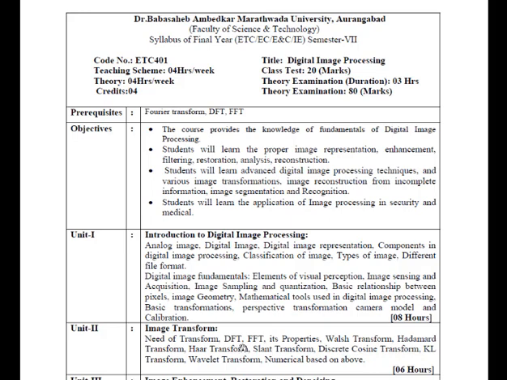Different transforms include DFT, FFT, Walsh, Hadamard transform, R transform, discrete cosine transform, KL transform, and so on. So students, pay attention.